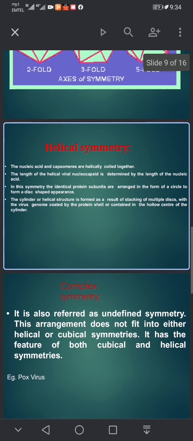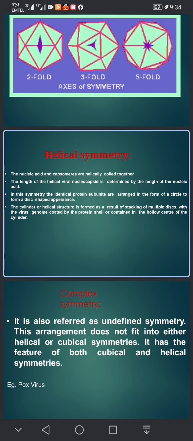Now we will talk about, in the next slide, helical symmetry. In helical symmetry, the nucleic acid and capsomeres are helically coiled together. The length of the helical viral nucleocapsid is determined by the length of the nucleic acid. In this symmetry, the identical protein subunits are arranged in the form of a circle to give a disc-shaped appearance. This forms a cylinder or helical structure.